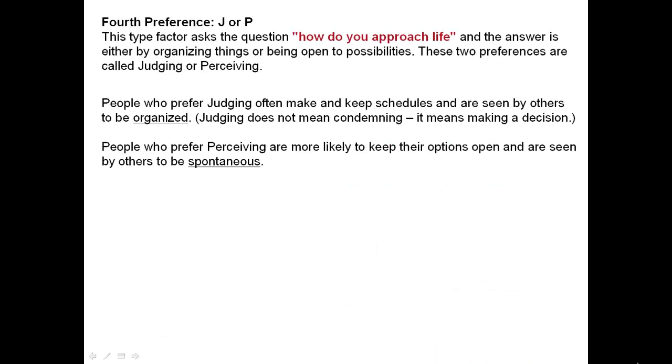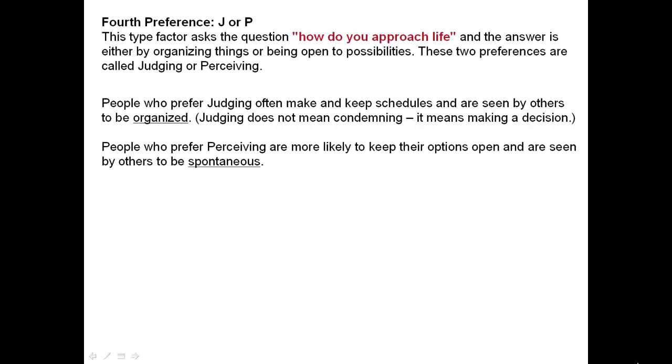The fourth preference is J or P. This type factor asks the question, how do you approach life? And the answer is either by organizing things or being open to possibilities. These two preferences are called judging or perceiving. People who prefer judging often make and keep schedules and are seen by others to be organized. Judging does not mean condemning. It means making a decision.